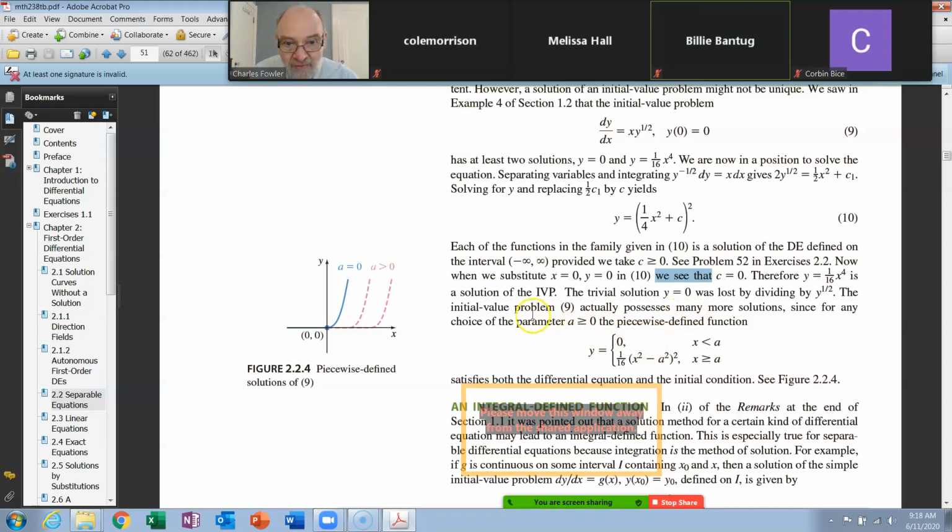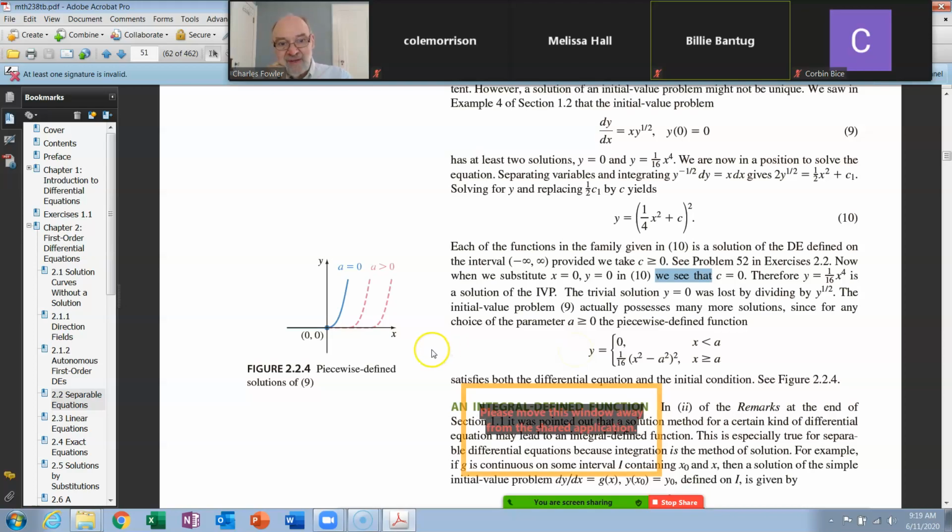The initial value that we chose up here, y of 0 is equal to 0, possesses many more solutions, since the choice of the parameter a. Okay? Now, you might say, where in the world did they get this A? Okay. Well, they kind of just made it up, but not necessarily. You could have then changed it to this. Now, this is woulda, coulda, shoulda, without really much documentation of why they're doing this.